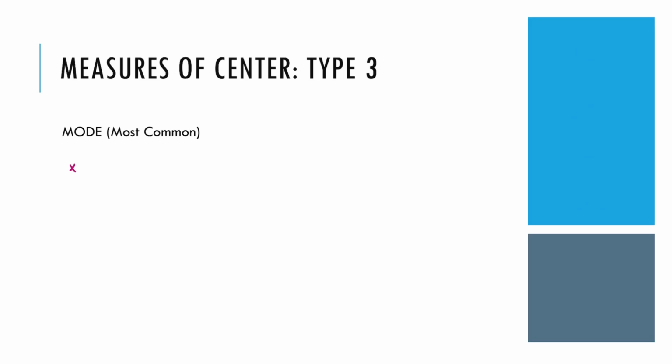So it really is just that there can be 0, 1, or more than 2 modes, or 2 or more modes, I guess. You have to write them all down. So it's anything that appears the most.